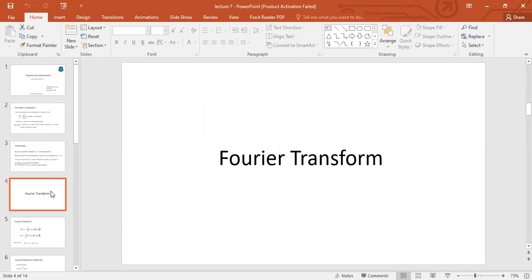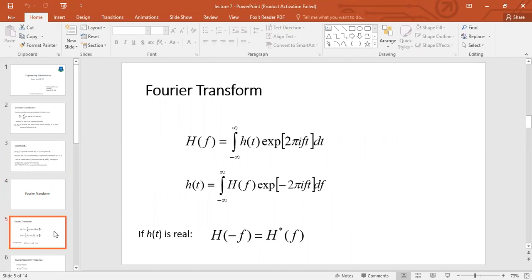Okay, then Fourier transform. Fourier transform is a mathematical transform that decomposes a function into its constituent frequencies. Okay, here we can see a complex valued function. So Fourier transform of a function of time is a complex valued function of frequency whose magnitude represents the amount of that frequency present in the original function and whose argument is the phase offset of the basic sinusoid in that frequency.